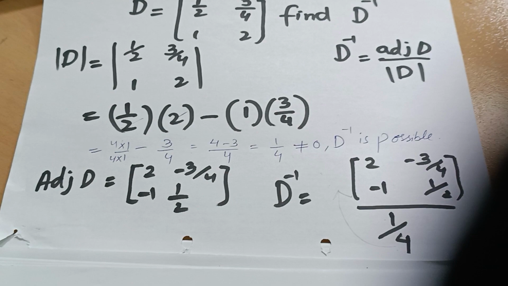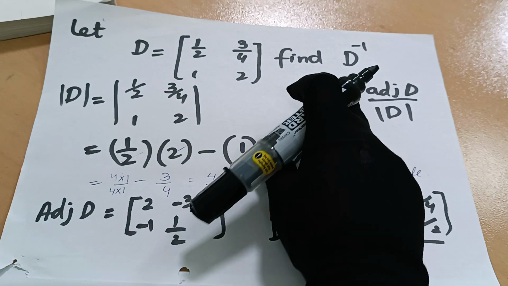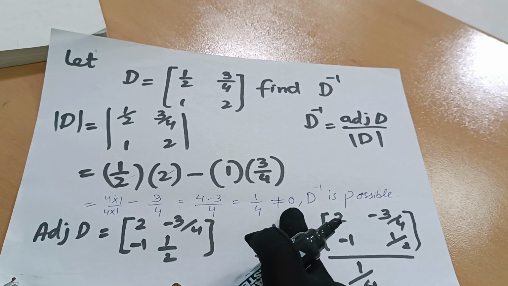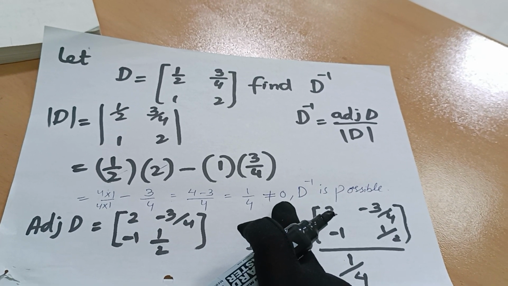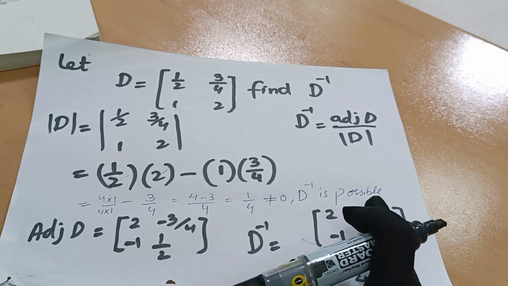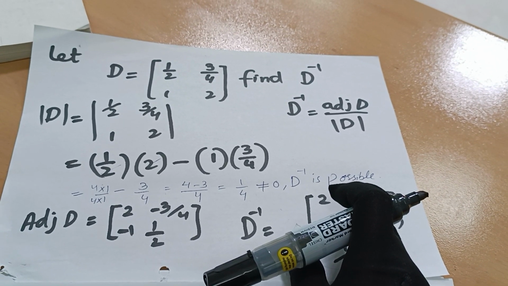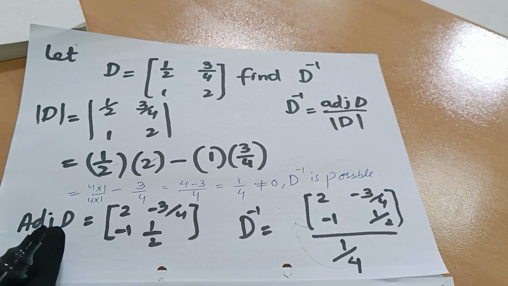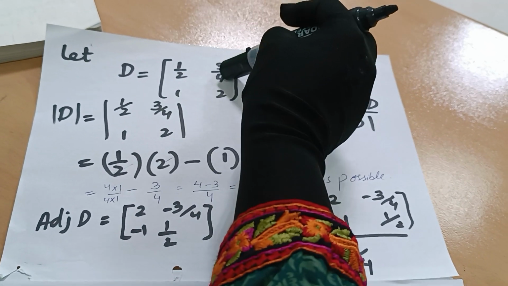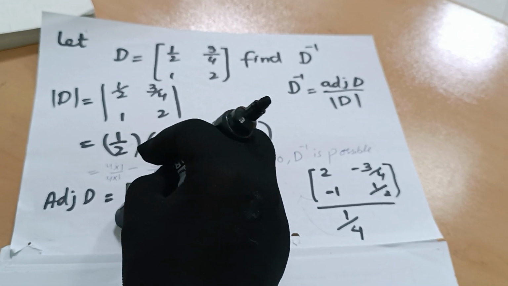Starting from the top, I will explain again. We got a D matrix and we have to find the D inverse. First we will find its determinant. If after finding the determinant, the determinant is 0, its inverse is not possible. But if the determinant is not equal to 0, then its inverse is possible, because inverse is not possible for singular matrices. After that, we will take the adjoint of D. In adjoint, we replace the principal diagonal elements and we change the sign of the other diagonal elements.